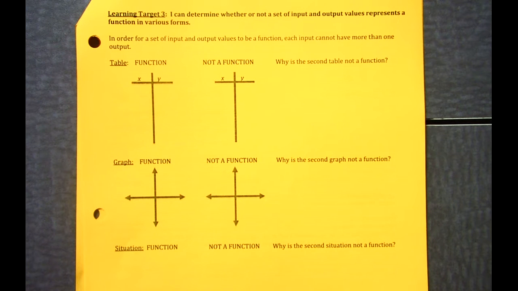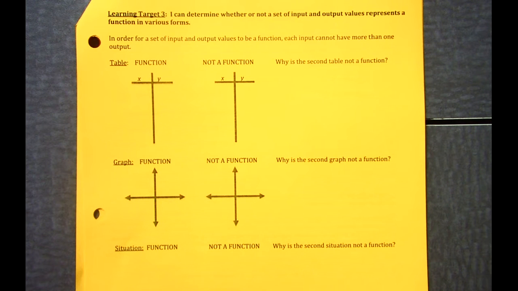Today we're going to talk about learning target 3, which says I can determine whether or not a set of input and output values, which is really just a relationship between two sets of data or two things, represents a function in various forms. Because some relationships are functions and some relationships are not functions. And depending on if they are or are not, we can do different things with them.